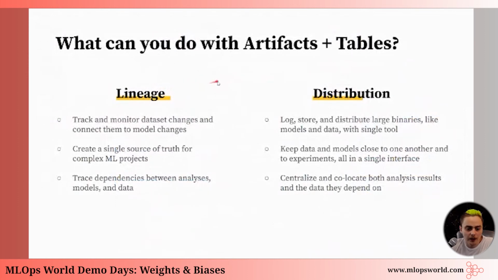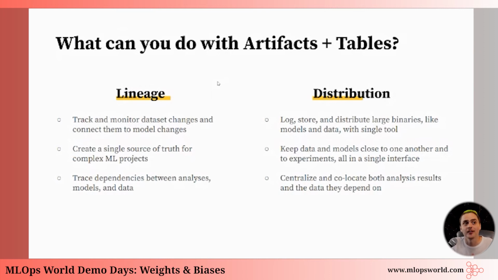So these bring a lot of benefits in terms of being able to track and monitor dataset changes and changes in models, connect those things to each other, create a single source of truth, and also to be able to distribute stuff. So you can log, store, and distribute large binaries. It's something that I use a lot when I need to get data to people. Maybe I'm running a public class and I need to get 2 gigabytes of training data to people. I can use Weights and Biases to store that data and send it to people instead of a tool like, say, Dropbox or Pastebin or other ways that people send data around.